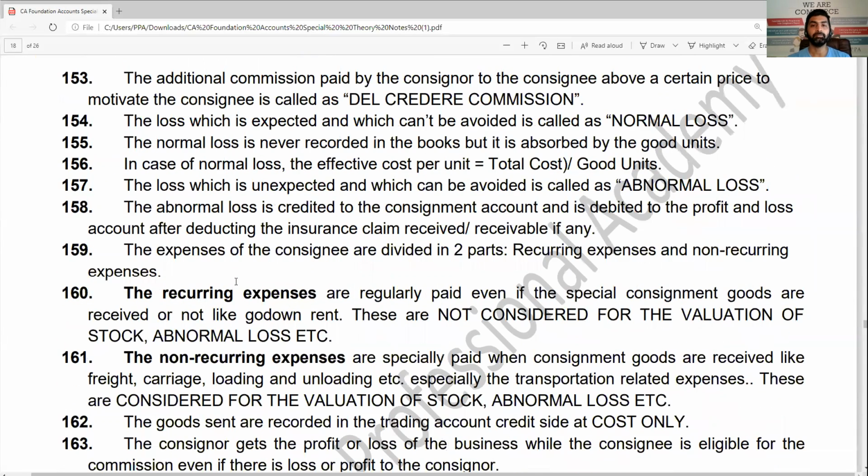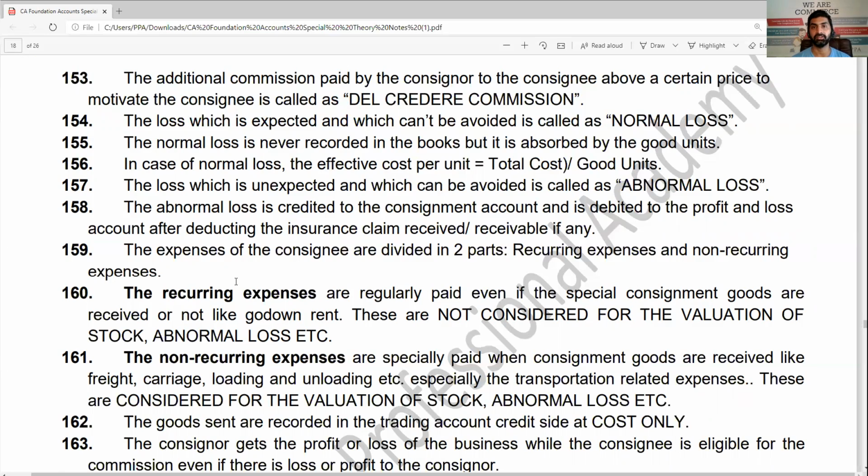Now, coming to the next concept, normal loss versus abnormal loss in consignment. The consignor knows that some percentage of goods are lost in transit, or may be destroyed in the godown. It's a normal expected thing, so it is called normal loss. For example, if A sent 50,000 units and B received only 49,000 units, and A said 200 units were expected to be gone, that is why it is called normal loss. It is never recorded in the books and it is absorbed by good units. I repeat, normal loss is never recorded in the books.